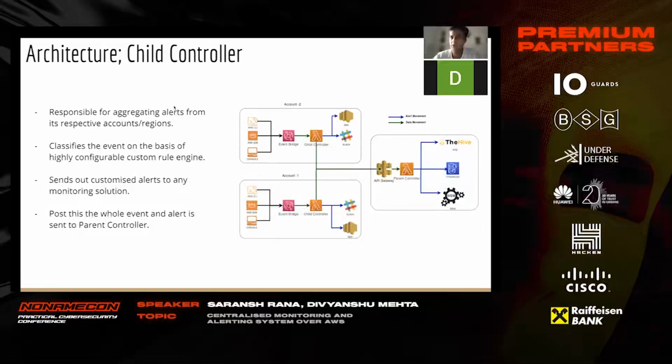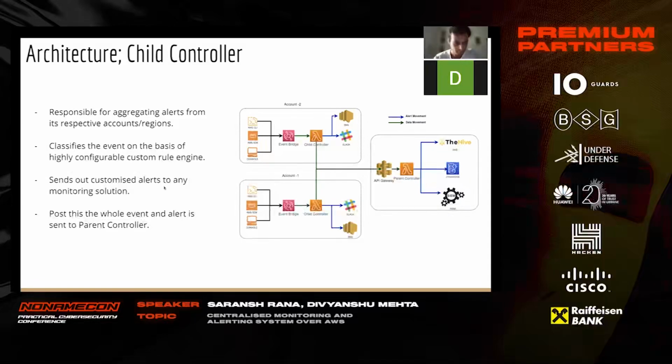Coming to the child controller. As you can see, the child controller is sitting on top of one account, and similarly it's sitting on top of another account. It can be set up in different regions as well. This child controller is responsible for aggregating all the alerts from all the different accounts that you're deploying, and it parses those events in a way where you can configure your rule engine, which will help you determine which specific events are highly malicious for you or just do not make sense.